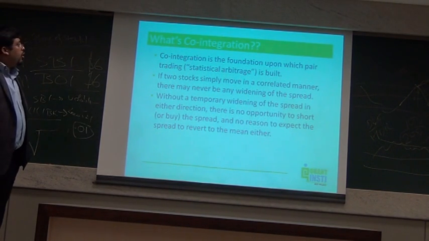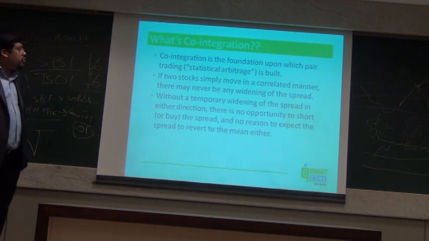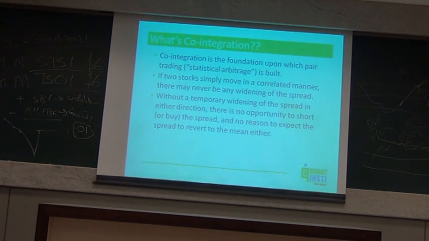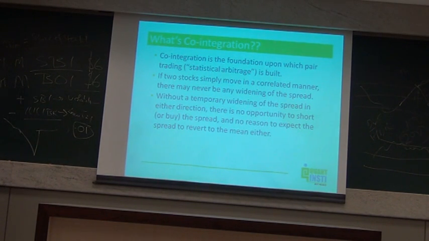What is cointegration? Cointegration is the foundation upon which pair trading, that statistical arbitrage, is built. If two stocks simply move in a correlated manner, there may never be a widening of the spread. Did you guys understand this? Without a temporary widening of the spread in either direction, there is no opportunity to short or buy the spread, and no reason to expect the spread to mean revert. So the essential thing is that we are looking for that spread. There should be some spread.